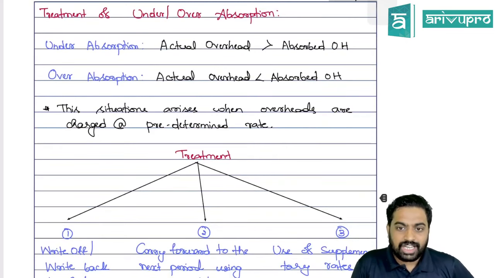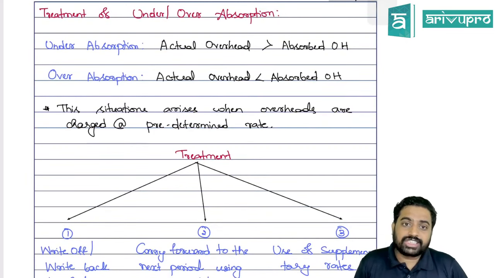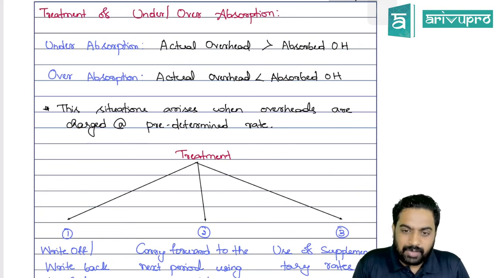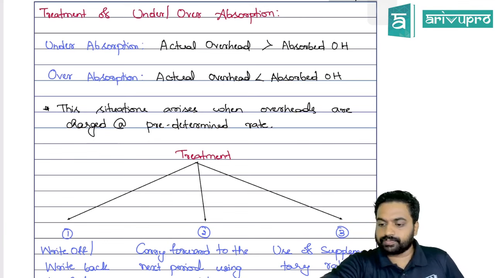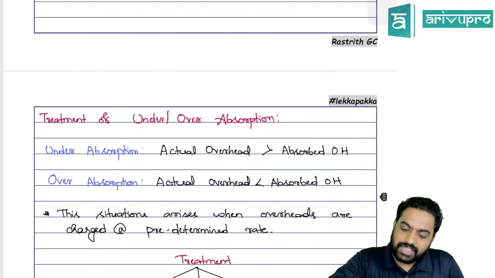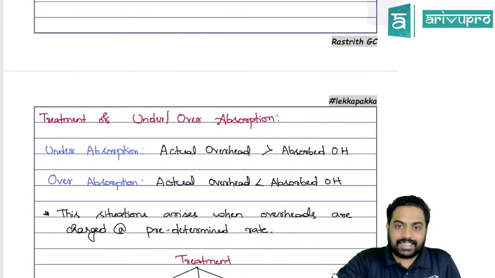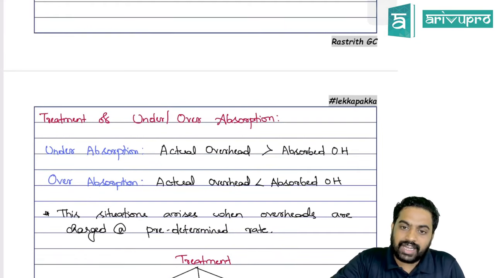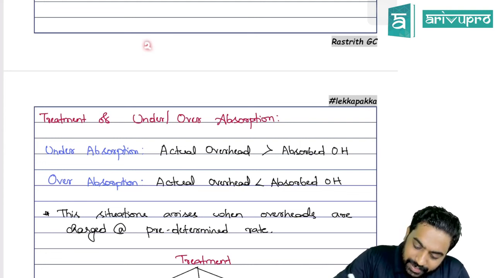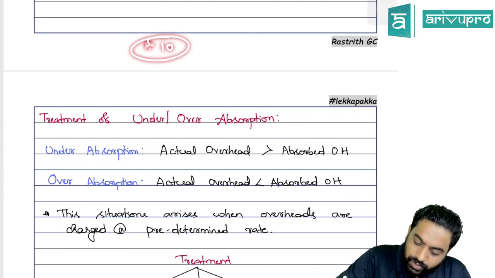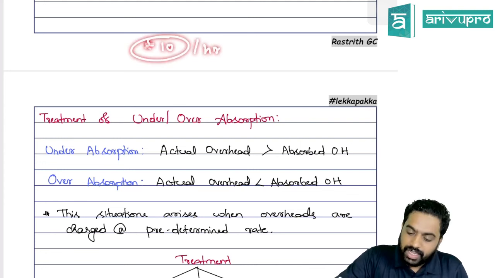Now the question comes, sir, there is something called under or over absorption. That is simple. See here, we learned about the predetermined rate and the actual rate. Actual rate is nothing but we take the actual one. Let us say according to the predetermined rate, rupees 10 per hour is the overhead.